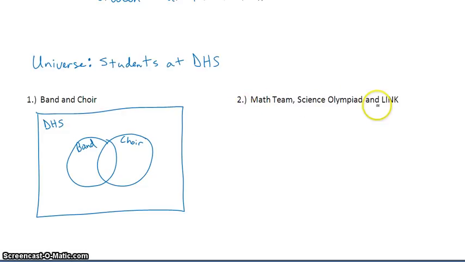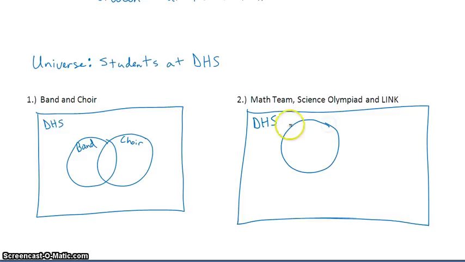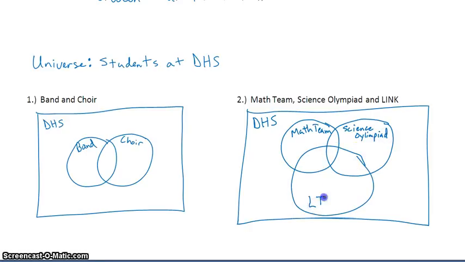Let's look at another Venn diagram that relates students at Delano High School in Math Team, Science Olympiad, and Link. I'm going to start with my universe. My universe is going to be all students at Delano High School. And then I'm going to have a circle for all my Math Team students. I'm going to have a circle for all my Science Olympiad students. And then I'm going to have a circle for all my Link students.